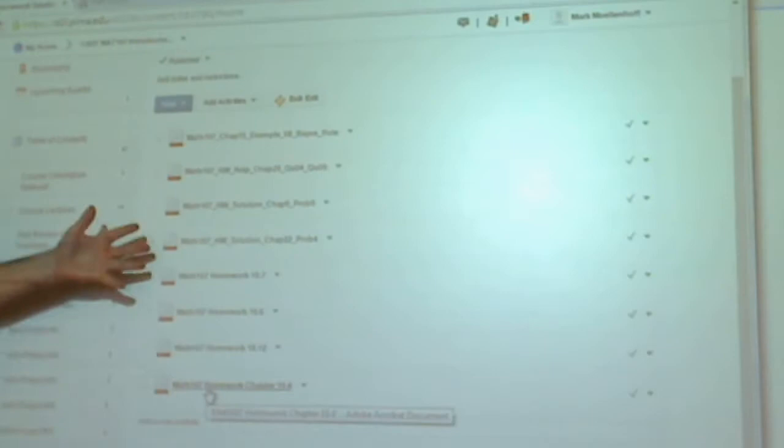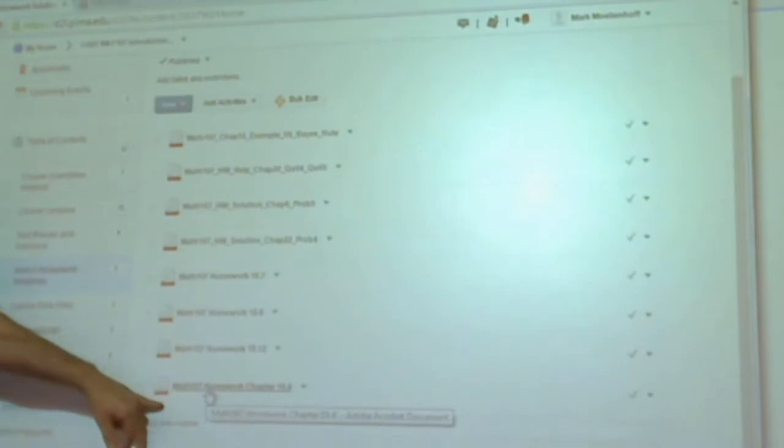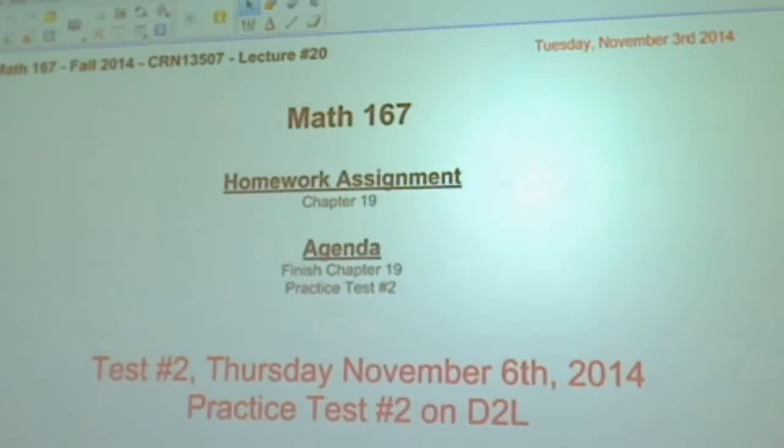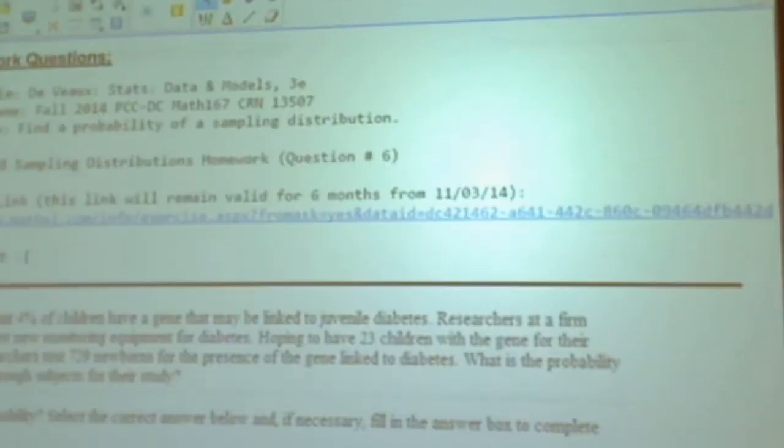What else I've been doing? As people have been asking me homework problems, I've been putting them up here. I've got 3 or 4 problems worked out from chapter 18 on sampling distributions. Then I put up chapter 19, which is the confidence interval. I picked one that's a lot like the test, so this is a good homework problem to look at. We'll do a 10-minute review on confidence intervals, then get right into the practice test.